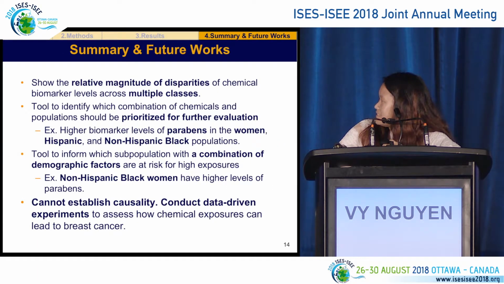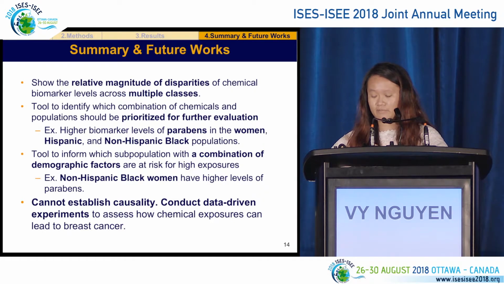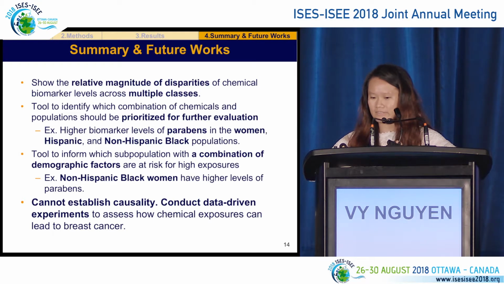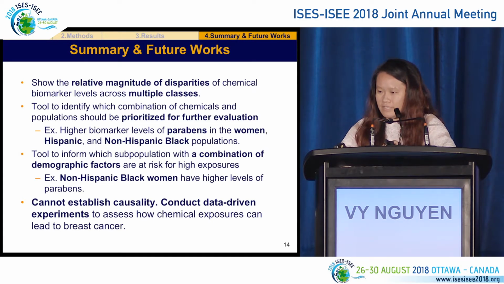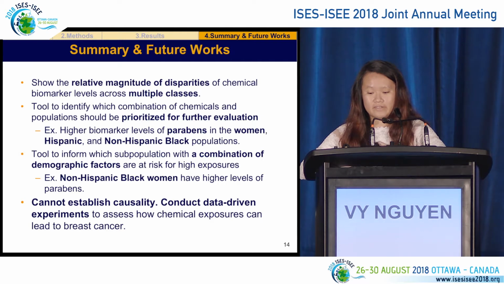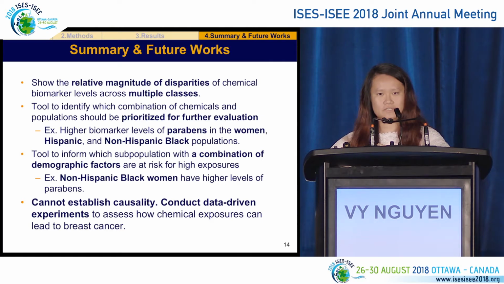Okay, so with that, in summary, we show the relative magnitude of disparities of chemical biomarkers across the multiple classes using this plot, and it's a tool where we can start to identify which combinations of chemicals and populations are prone to high exposure, and this would help to prioritize them for further evaluation to look at their health outcomes. And it's also a tool to inform which subpopulations with a combination of demographic factors are at risk for high exposure, as we saw with the example of non-Hispanic Black women having high exposure to parabens.